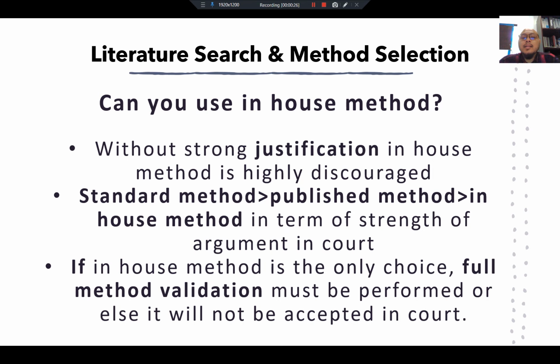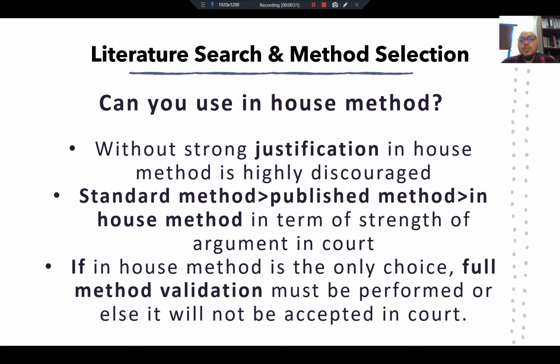So what is the in-house method? The standard method is the method that has been produced by a standard organization, so it has been validated and optimized. The published method is produced by researchers all around the world, by academicians. The in-house method is within your lab, where you optimize and validate that particular method.